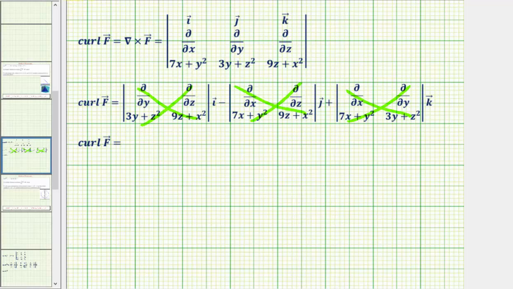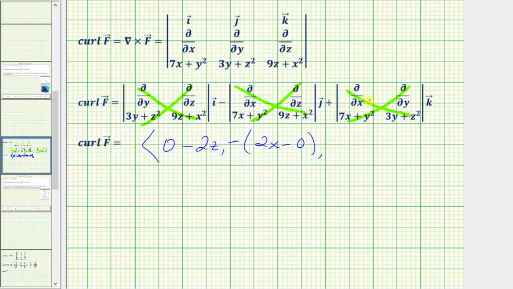Let's go ahead and write the curl of vector field f in component form, where the x component is the partial derivative of 9z plus x squared with respect to y, which would be 0, minus the partial derivative of 3y plus z squared with respect to z, that'd be 2z. Then we have minus the partial derivative of 9z plus x squared with respect to x, that's 2x, minus the partial derivative of 7x plus y squared with respect to z, that's 0.